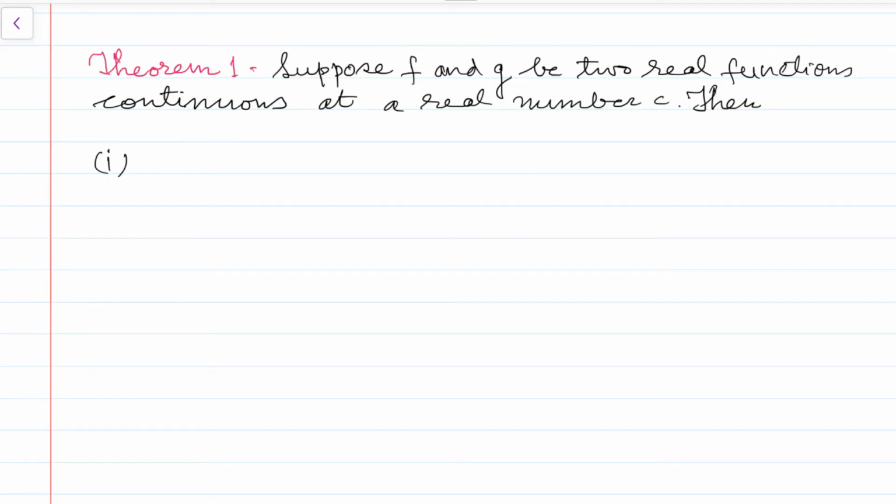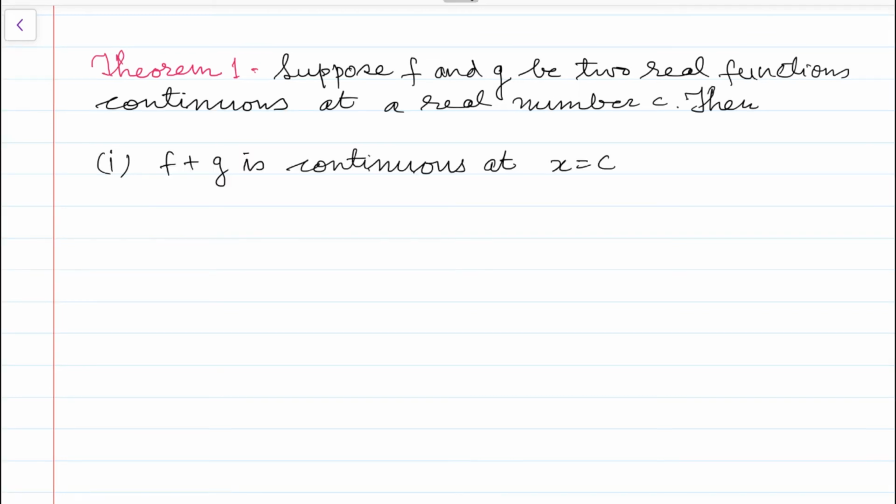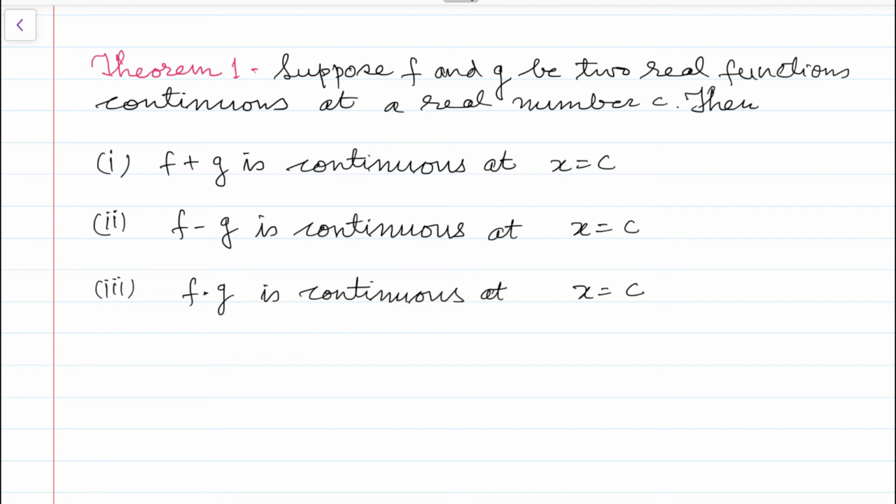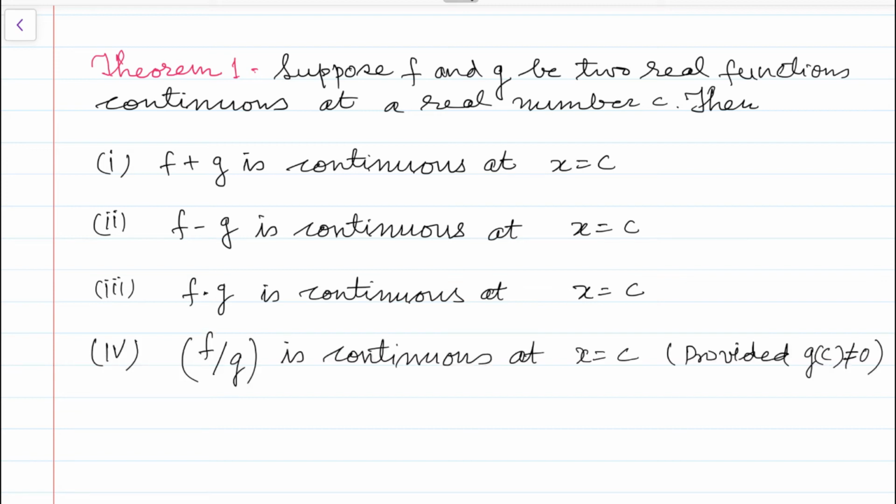Now we will discuss two important theorems without rigorous proof. Theorem number 1. Suppose f and g are two real functions continuous at real number c, then first, f plus g is continuous at x equal to c. Second, f minus g is continuous at x equal to c. Third, f into g is continuous at x equal to c. Fourth, f divided by g is continuous at x equal to c provided g(c) is not equal to 0. This can be easily proved using the limits.